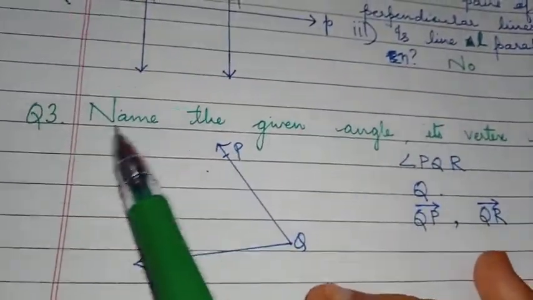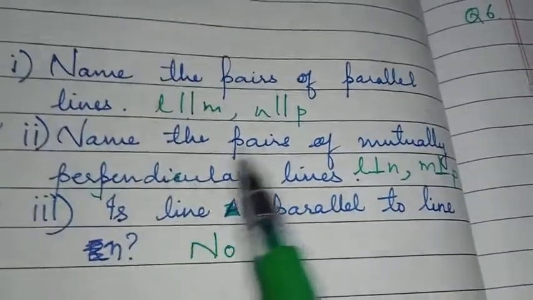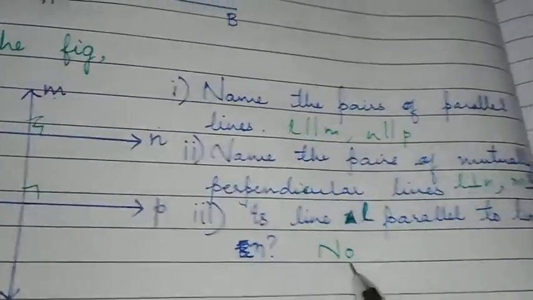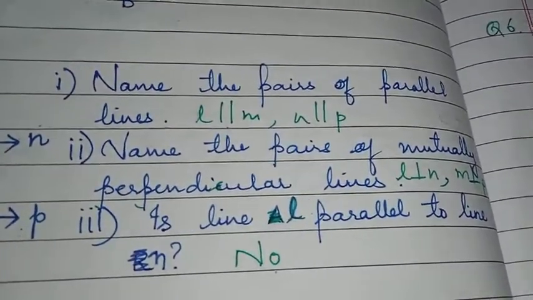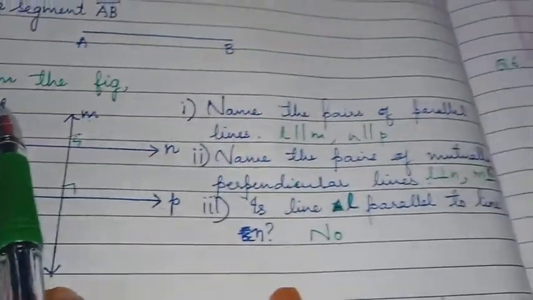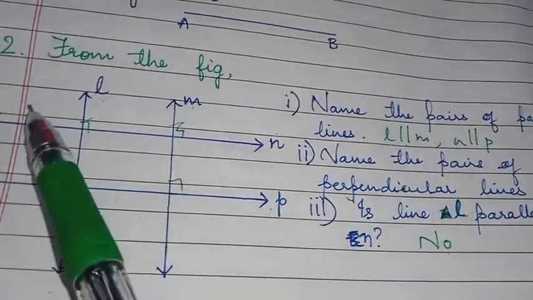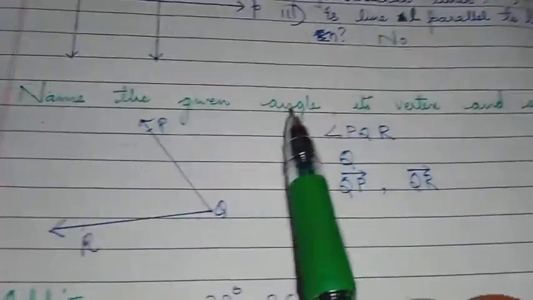Okay. Question number 3. So we have written it here, pairs of mutually perpendicular lines also. Is line L parallel to N? Answer is no. See, this is line L and this is line N. So I don't think it is parallel, it is perpendicular. So answer is no.